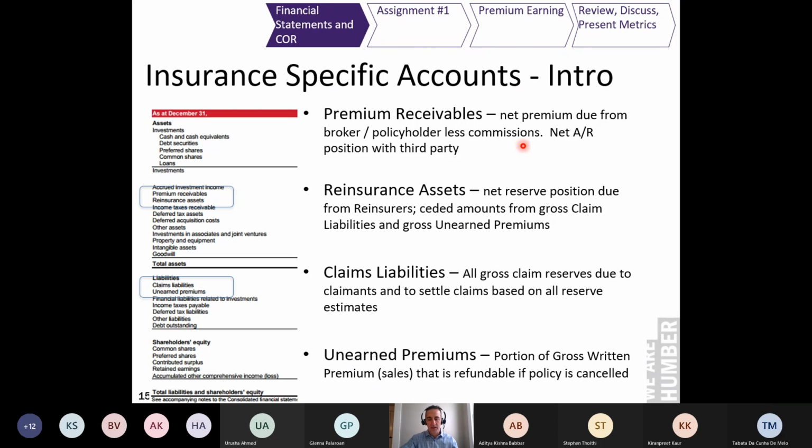Okay. So the way that it works, if there's a broker, say Marsh, Marsh would collect the premium from the policyholder. So Marsh now has the cash. The insurance company is going to collect the premium from Marsh, but then pay Marsh their 20% commission. So the receivable that the insurance company has is for the original premium, less what the insurance company is going to pay back to the broker as their commission. Okay.